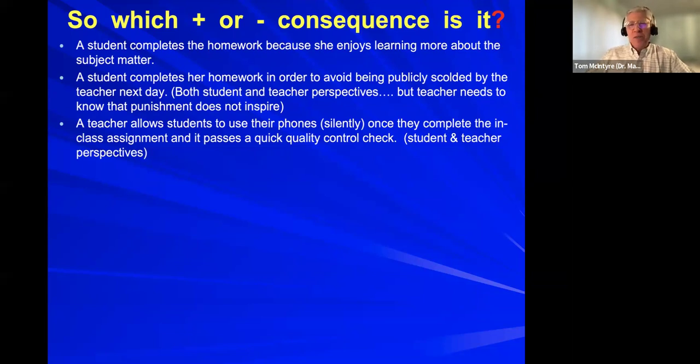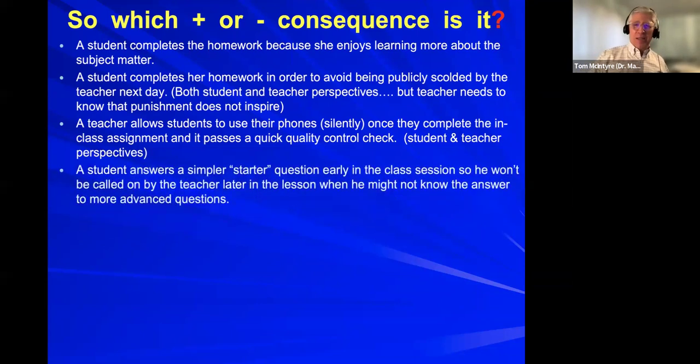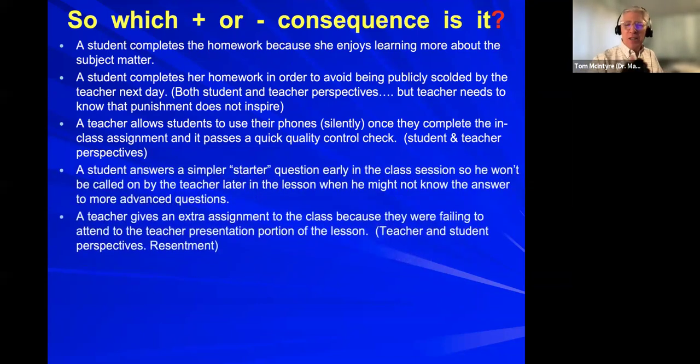Now, for the teacher, it also seems to be positively reinforcing. I let the kids use their phones if they give me a quality product. I'm getting more quality products. That's reinforcing to me. A benefit has come to me. There are some others, but let's see. How about the student answers a simpler starter question early in the session? That way, he won't have to answer some of the more advanced questions that come later in the lesson.